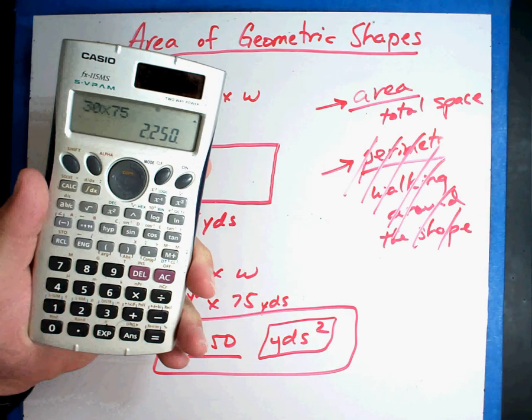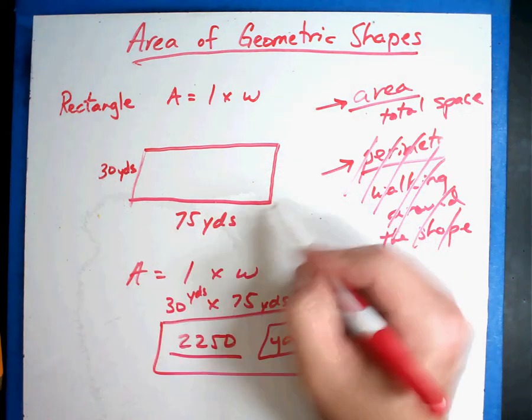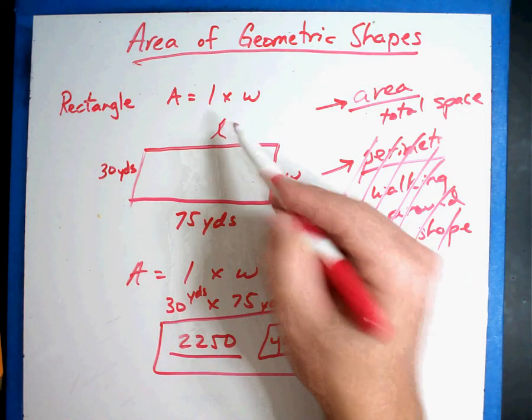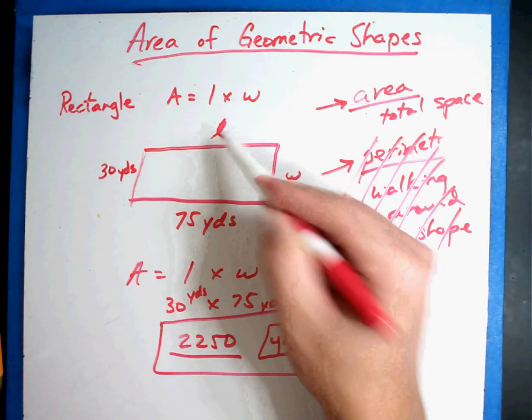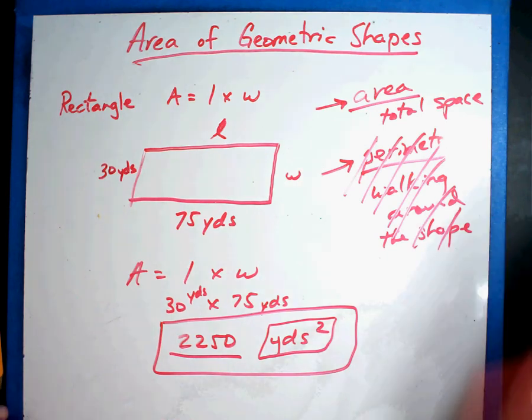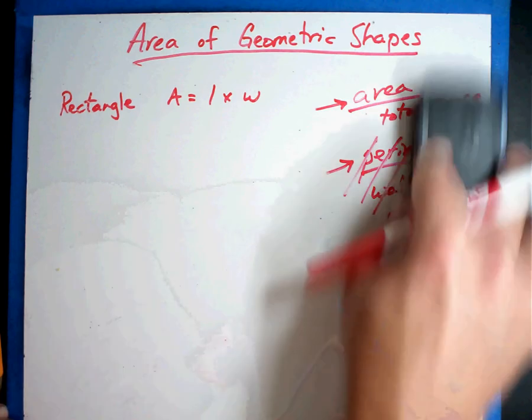Use your calculator to help you. Plug the numbers in the formula and see what you get. Length is the longest side, width is the shortest side. In this formula, it doesn't matter which one you put where. You just plug the numbers into the formula and you get your answer. So getting the area of a rectangle, not too difficult. You'll get to practice some of these in a minute. We're going to do a couple more geometric shapes first.